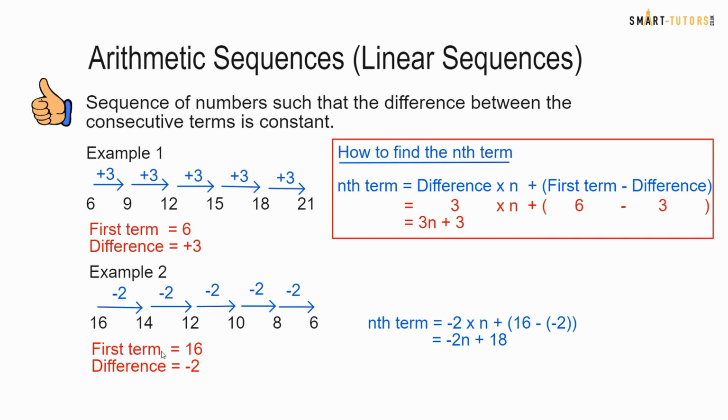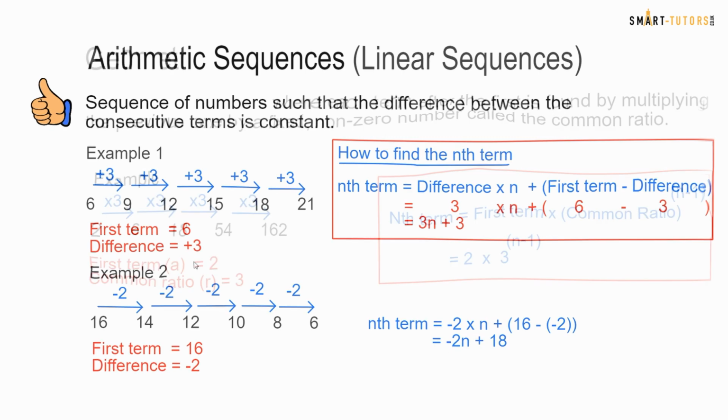So the first term is 16 and the difference is minus 2. If you write the nth term, the nth term equals minus 2, which is the difference, times n plus the first term 16 minus minus 2. Minus times minus is plus, so the answer is minus 2n plus 18.